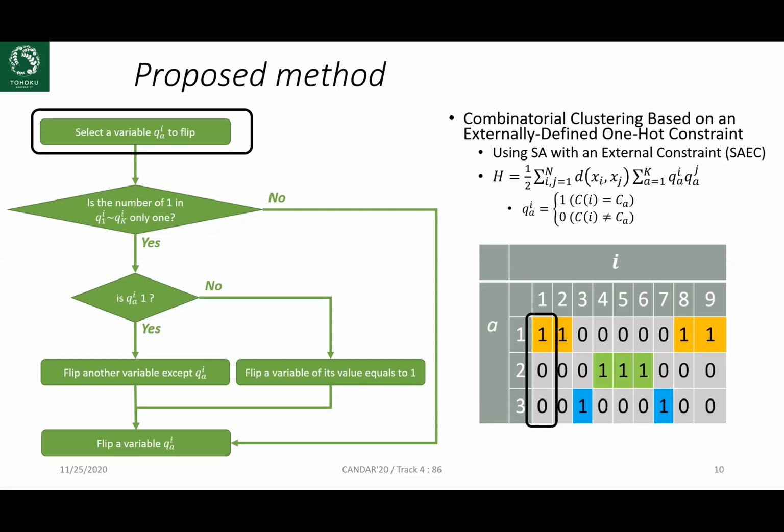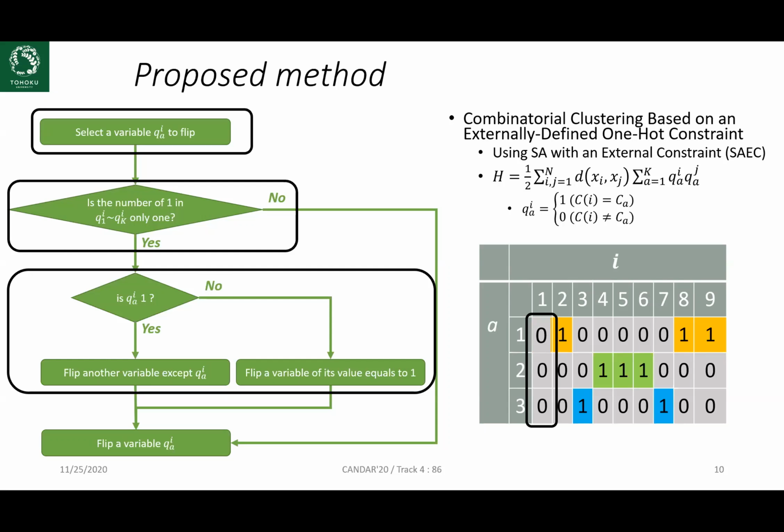When the number of 1s in Q1i to Qki related with Q_Ai is 1, if a variable Q11 equal to 1 is flipped, all variables Q11, Q21, and Q31 become 0, which violates a constraint. Data point i equal to 1 does not belong to any cluster.